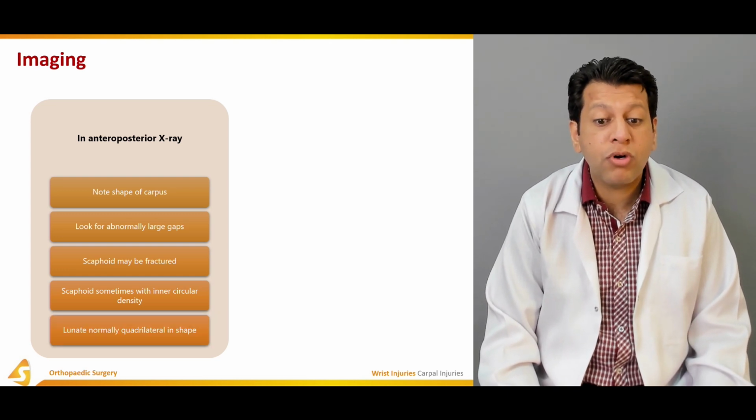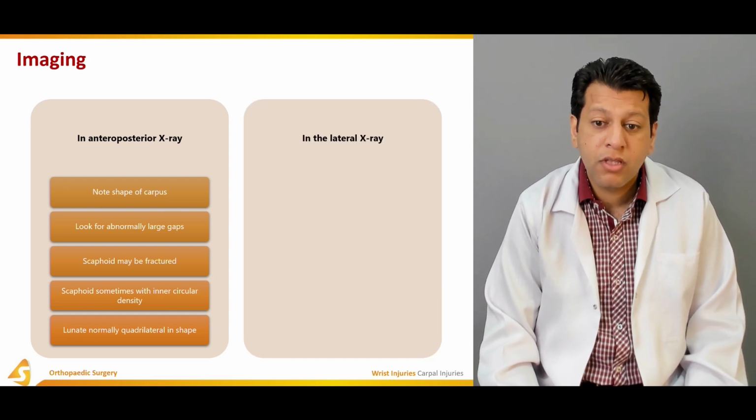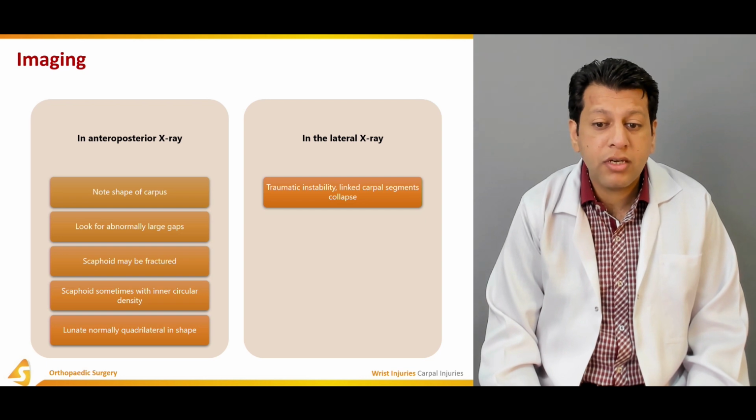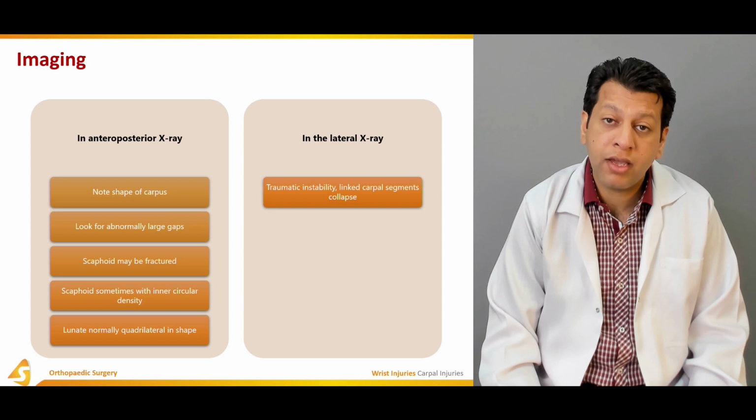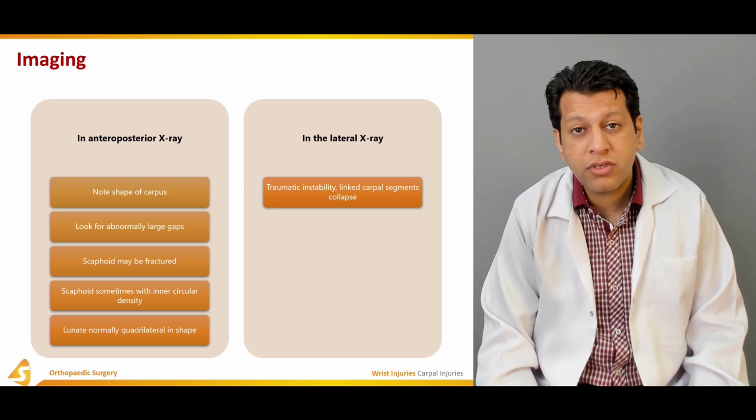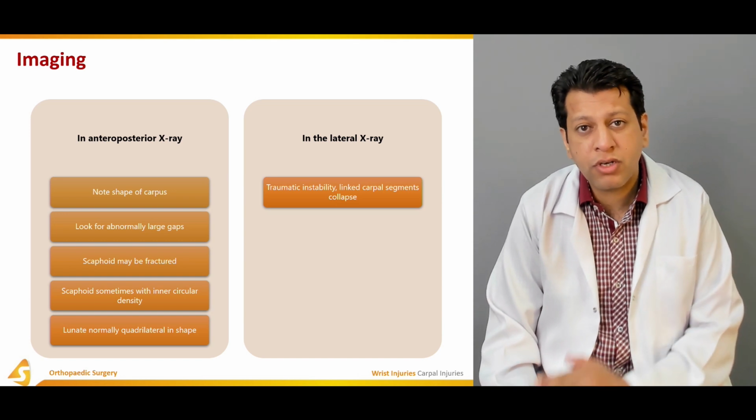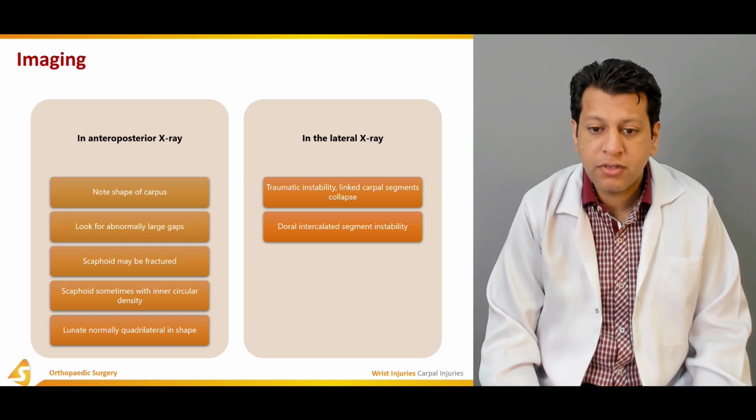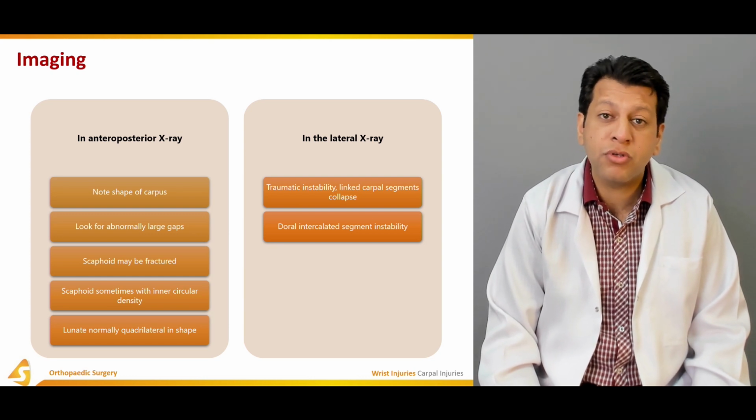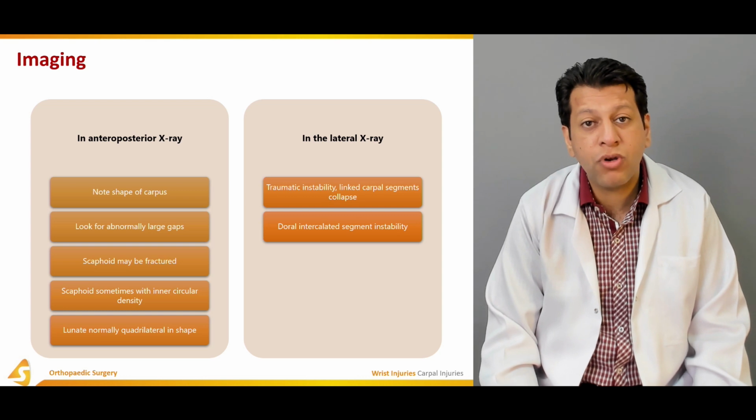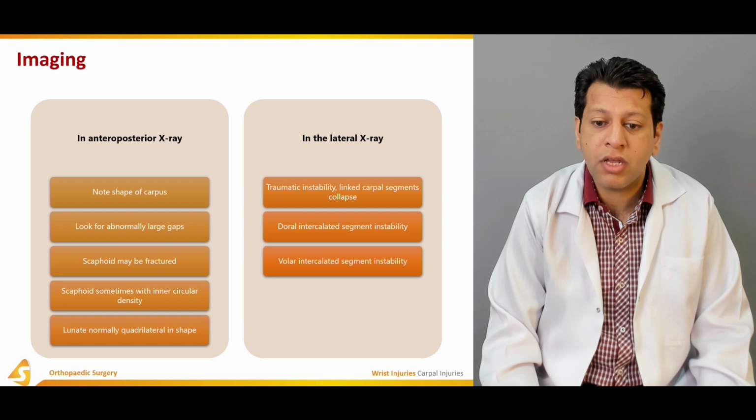The lunate is normally quadrilateral in shape, but in dislocation it usually becomes triangular. In the lateral X-ray, you have to look for traumatic instability-linked carpal collapse, which may be in the form of SNAC wrist or SLAC wrist, which is scapholunate advanced collapse, and scapholunotriquetral advanced collapse. Then it could be DISI, dorsal intercalated segmental instability, which is produced by SLAC wrist, or VISI, volar intercalated segmental instability, which is produced by lunotriquetral advanced collapse.